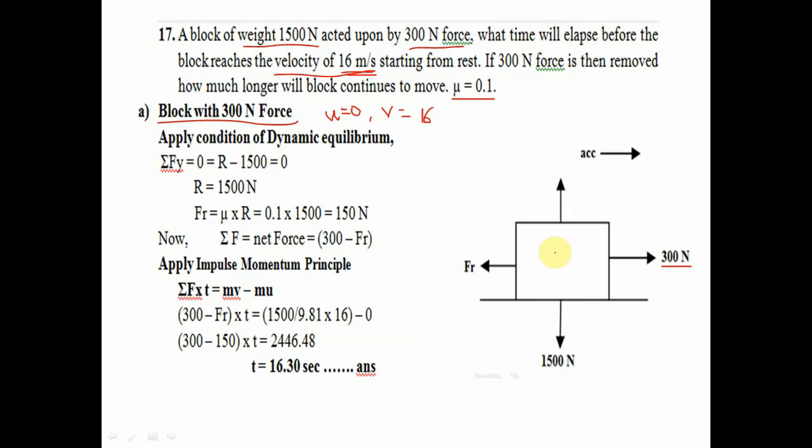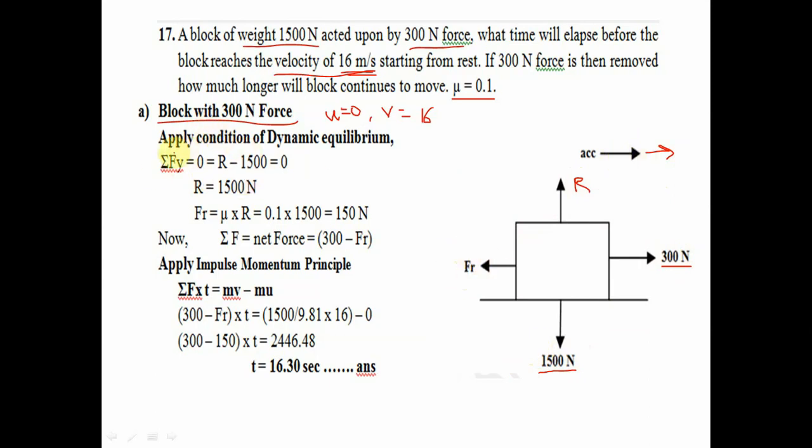This is a block of weight 1500 Newton. Then it is acted upon by this 300 Newton force. The acceleration is towards the right. Now this is the reaction R offered by this horizontal surface. The weight is always acting vertically downward, and this is the frictional force in the opposite direction of acceleration.